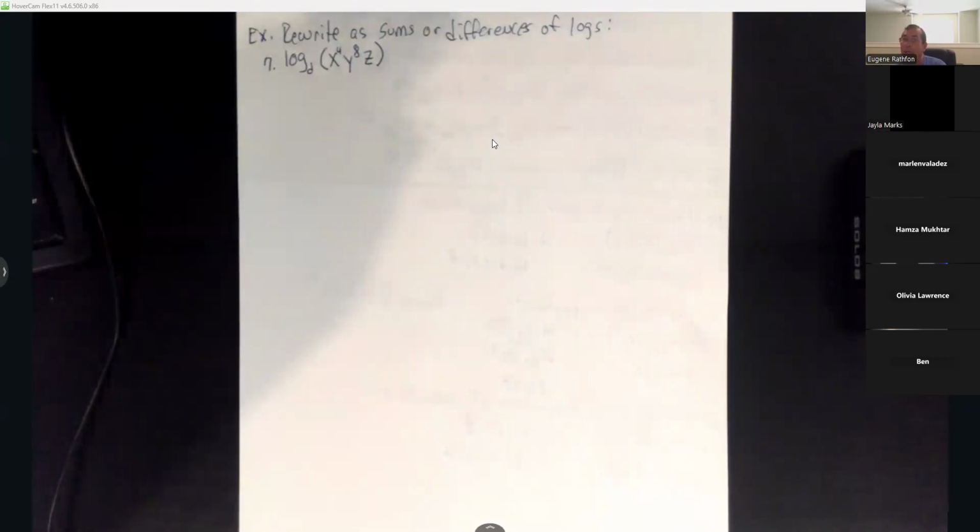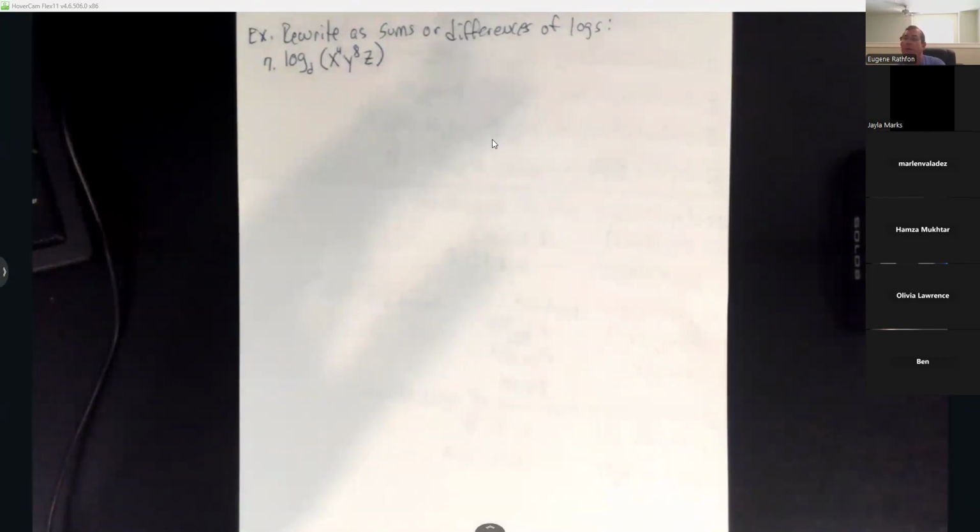So y'all, I'm just going to play with y'all a little bit. On this problem, do y'all think I'll be using the product rule or the quotient rule? So what I'm saying is, will I rewrite this as sums or am I going to rewrite it as differences?